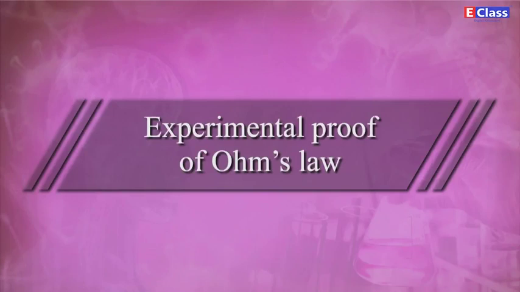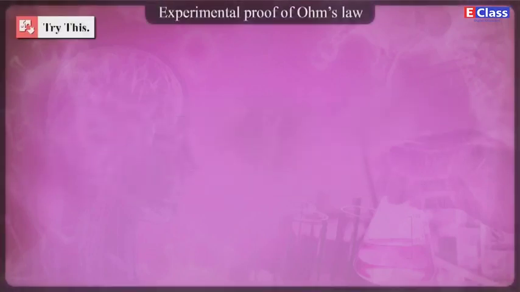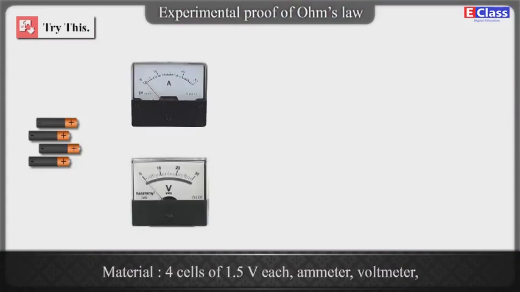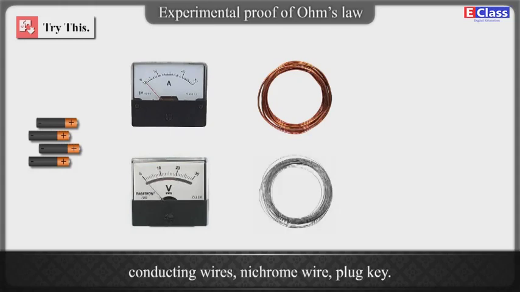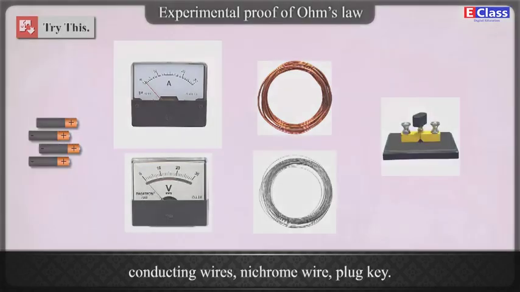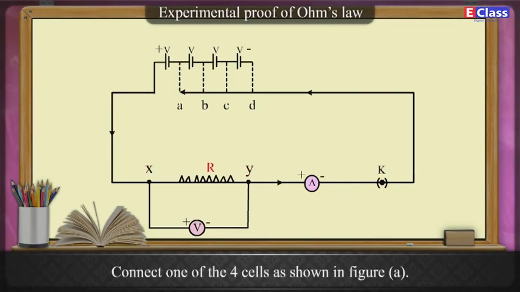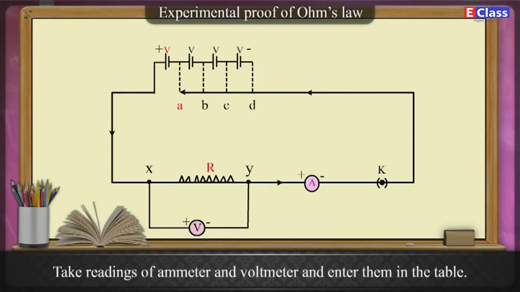Experimental proof of Ohm's Law. Try this. Material: 4 cells of 1 V each, ammeter, voltmeter, conducting wires, nichrome wire, plug key. Procedure: 1. Set up the circuit as shown in the figure. 2. Use the nichrome wire XY as the resistance. 3. Connect one of the 4 cells as shown in figure A. Take readings of ammeter and voltmeter and enter them in the table.